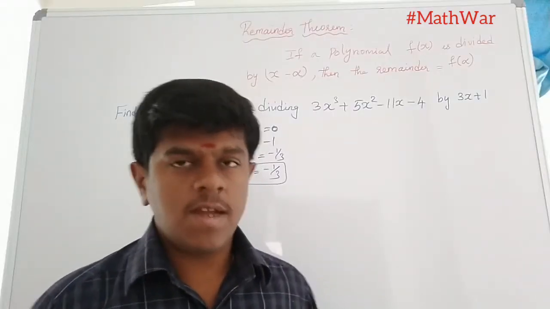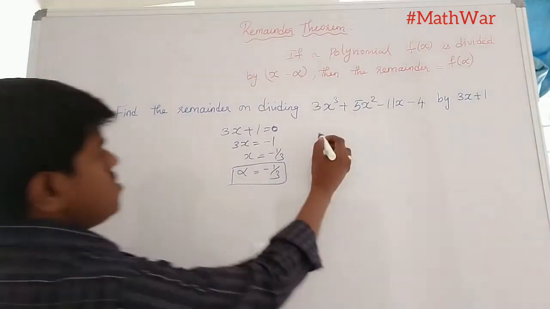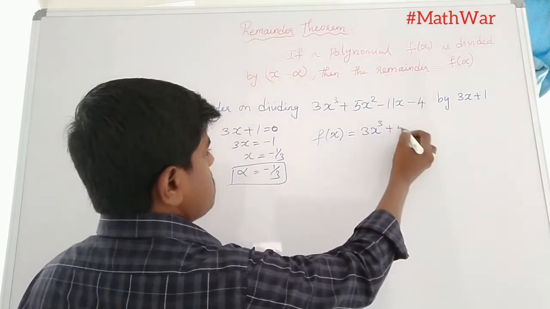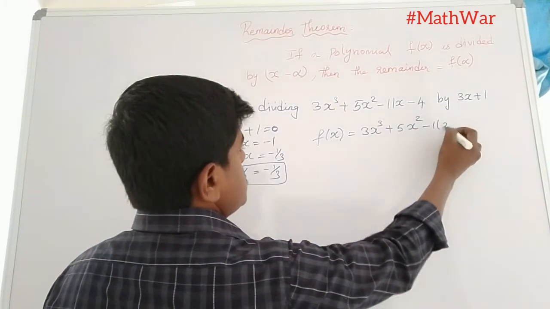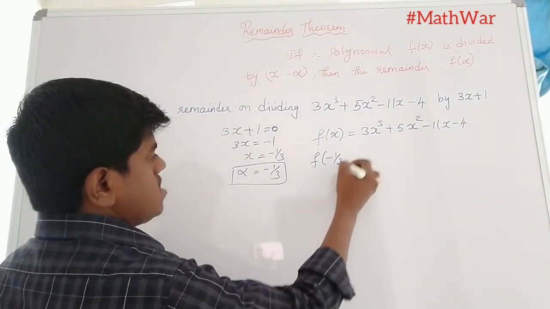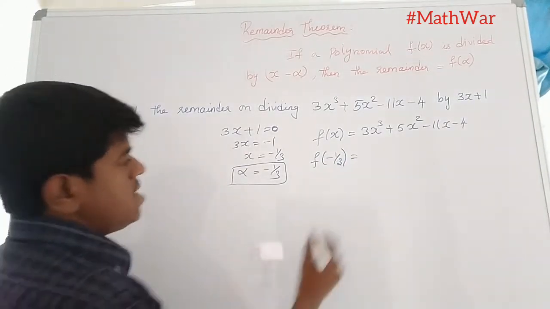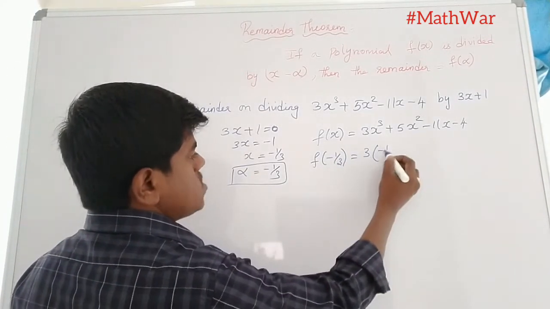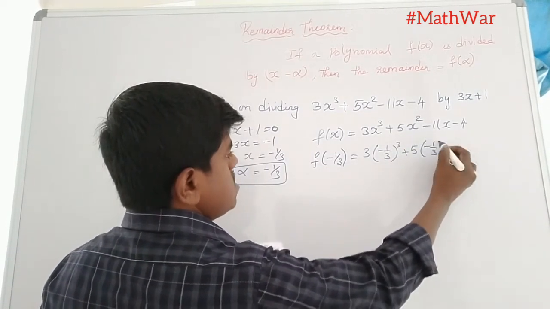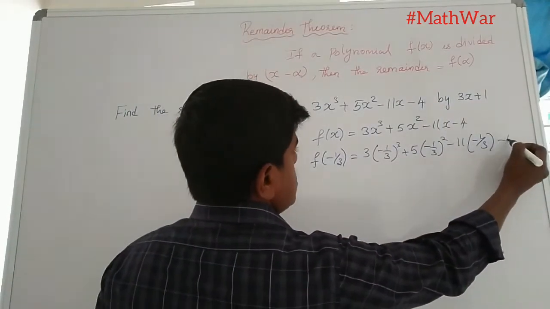Now we can find the remainder by substituting alpha as minus 1 by 3. So already we know this is f of x. F of x is equal to 3x cubed plus 5x squared minus 11x minus 4. Now f of minus 1 by 3 is equal to, you should substitute x as minus 1 by 3. So 3 into minus 1 by 3 whole cubed plus 5 into minus 1 by 3 whole squared minus 11 into minus 1 by 3 minus 4.